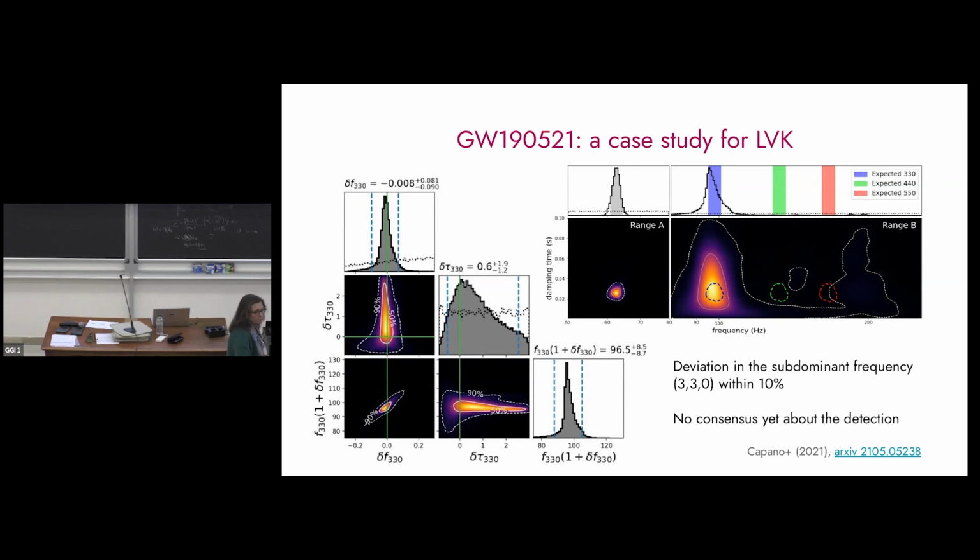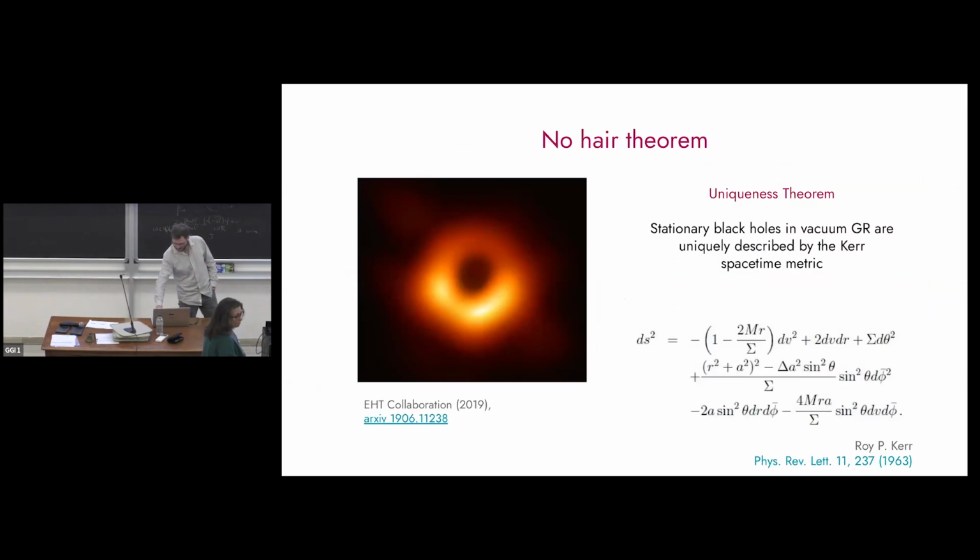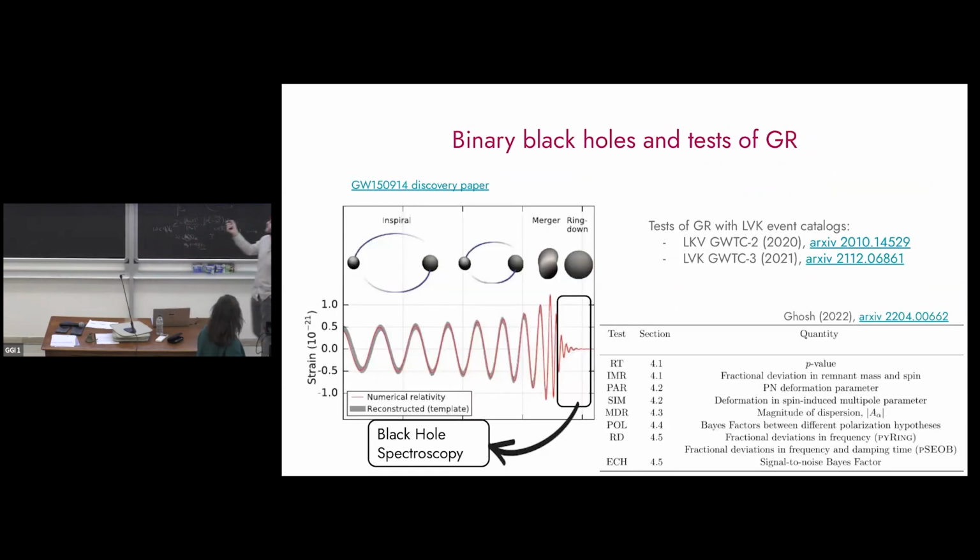Yeah, you have to take a look. But you're right that for many of them, the SNR in the ringdown part of the waveform is quite low. Even for 150914, the SNR in the ringdown is not 20. It's like 8 or 9.